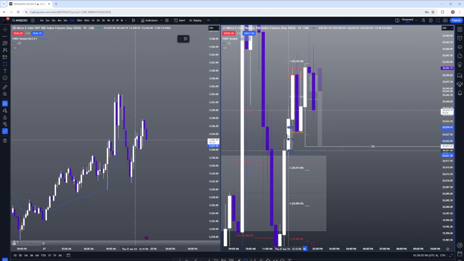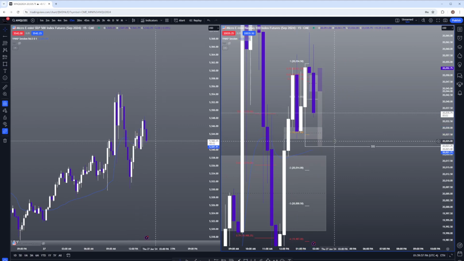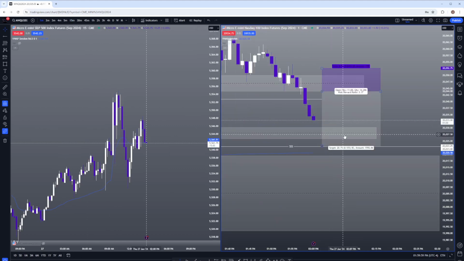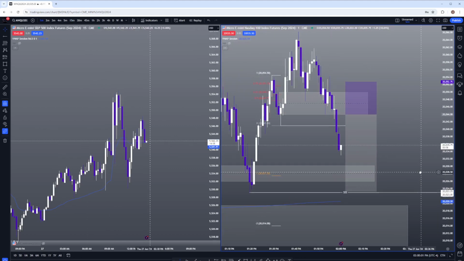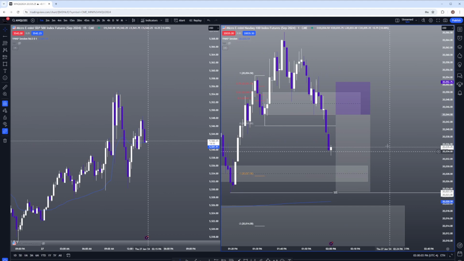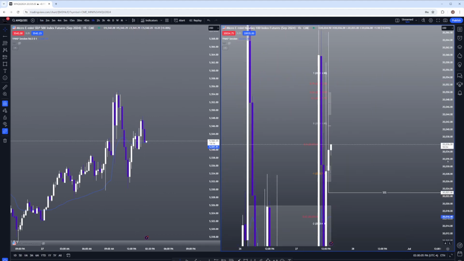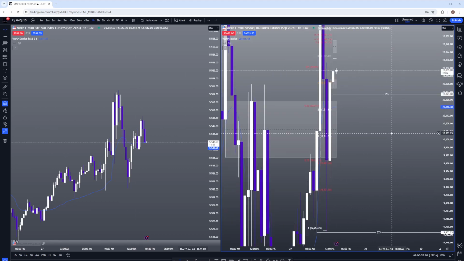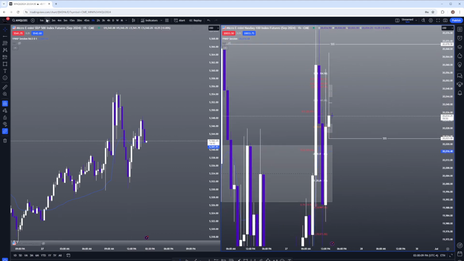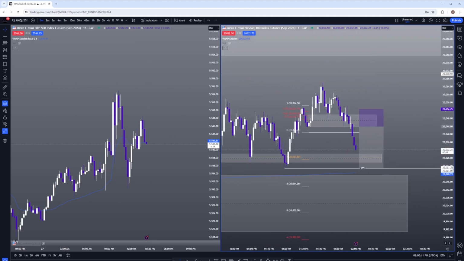Gonna need to push through this 15-minute imbalance down here. We respected that earlier, so not getting a lot of pullback right now. We are getting a new hourly candle. Let's see how that last hour closed. Last hour closed with a long wick up. We're not getting any retracement.